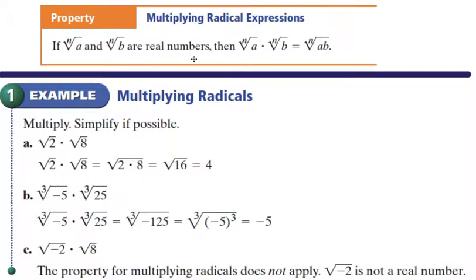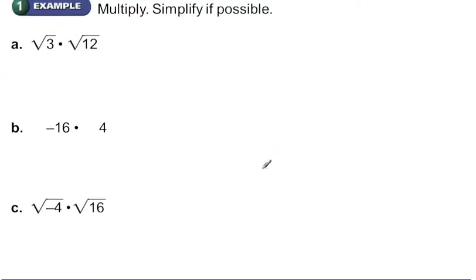Okay. Multiplying radical expressions. The one thing you must remember when multiplying radical expressions is that they have to have the same root. They don't have to have the same stuff underneath, but they have to have the same root. You cannot multiply a square root times a cube root. It won't work. But you can do a square times a square, a cube times a cube, a fourth times a fourth, right? All right, now let's go ahead and take a look at this down here.